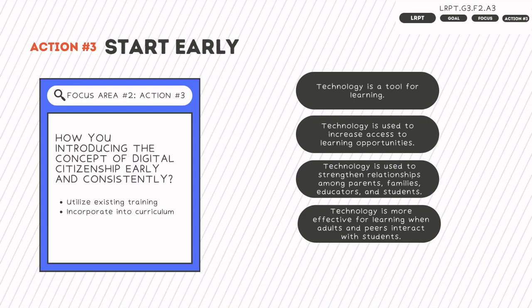Technology is a tool for learning. Technology is used to increase access to learning opportunities. Technology is used to strengthen relationships among parents, families, educators, and students. Technology is more effective for learning when adults and peers interact with students.